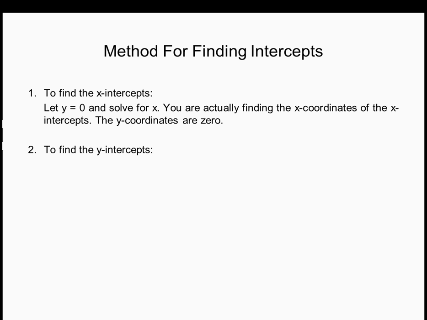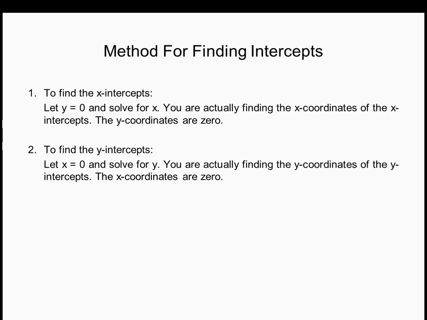To find the y-intercepts, kind of do the opposite. Let x equal 0 and solve for y. You're actually finding the y-coordinates of the y-intercepts. The x-coordinates are 0.